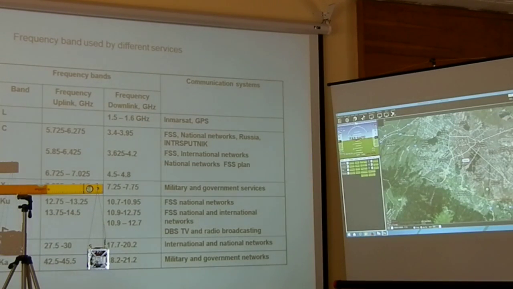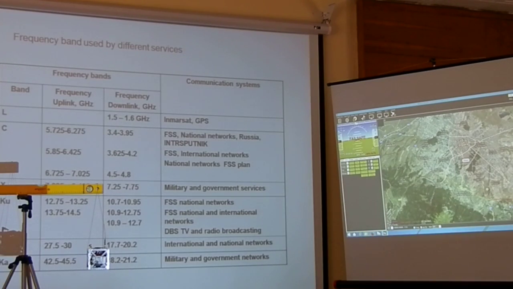This is a short table where you can see the main frequency bands which are used in satellite communication. These are the so-called L band, C band, S band, Ku band, Ka band, which is in the frequency of 1.5 GHz.